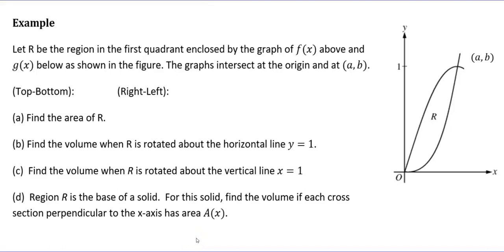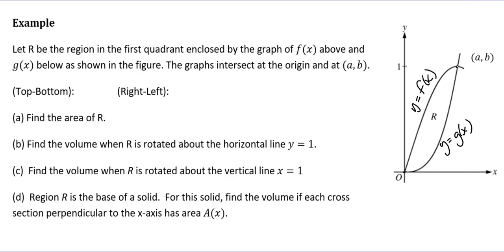Hello Calculus, we are going to do the example question, what I call the big FRQ, for area and volume. So let's read. It says, let R be the region in the first quadrant enclosed by the graph of f of x above. So here's y equals f of x, and g of x below. So this is y equals g of x. As shown in the figure, the graphs intersect at the origin here and at the point A, comma, B, okay?